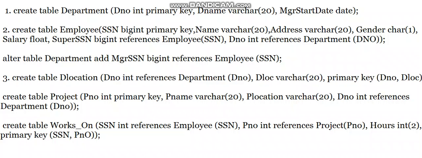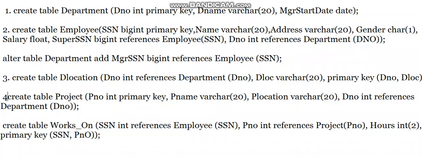After that, I can proceed with the third one, that is, create table D location. Department number refers to department's D number, and D location is where it is. Now I'm making D location part of the primary key. Why? Because those two should be unique, like candidate keys. So the primary key is department number and D location.